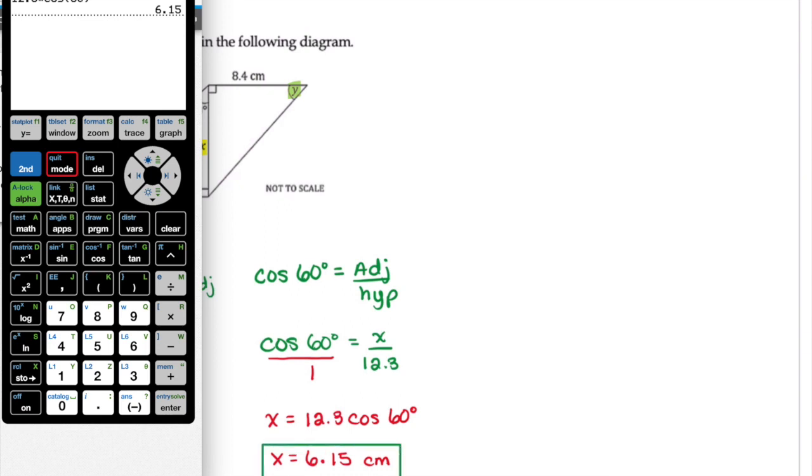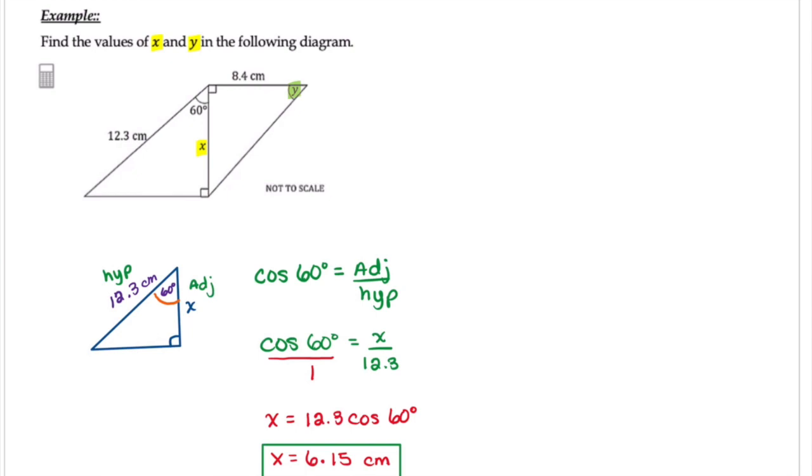Now that we have that, let me fill in my diagram. So now we have that side there. Now let me focus on that y piece. I'm going to draw that triangle. I have a 90-degree angle here. 8.4 centimeters has been given. Y we don't know. And now we have that x side to be 6.15 centimeters.